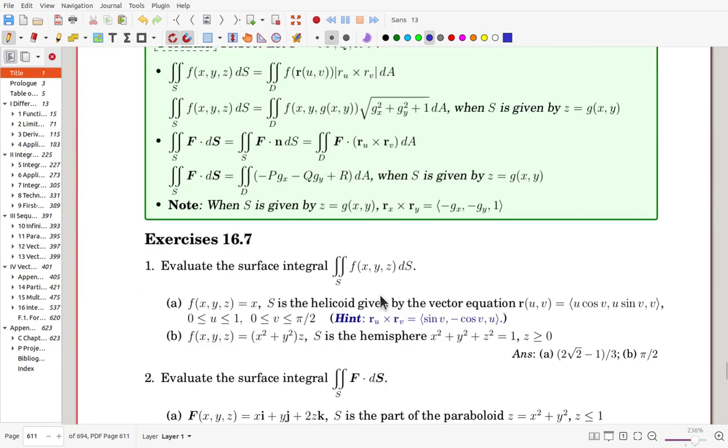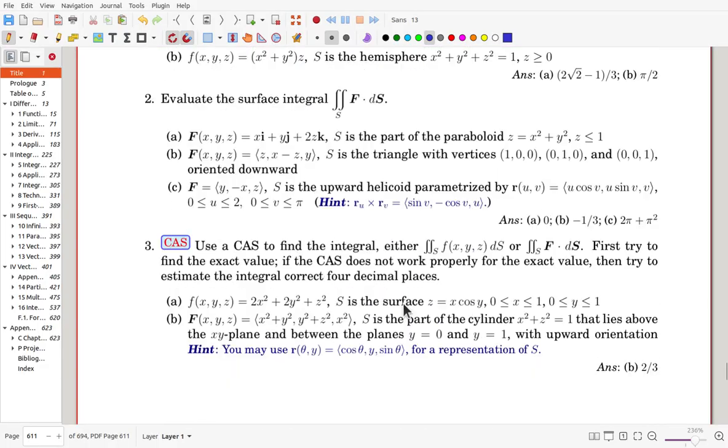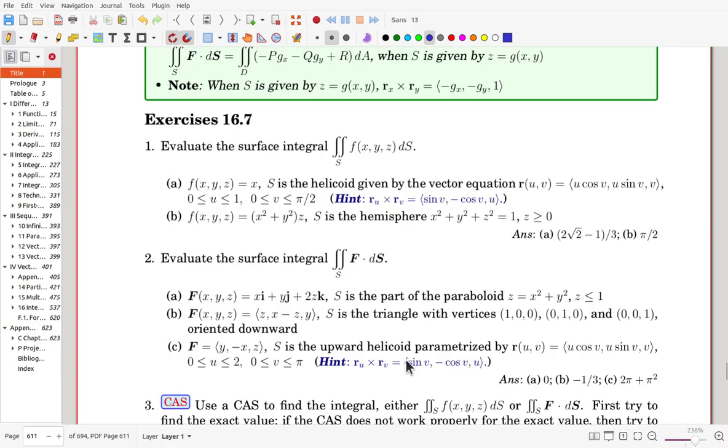For your homework problems, I collected these formulas here. So try to look at this formula table and try to solve the problems using the formulas. Okay? Thank you.